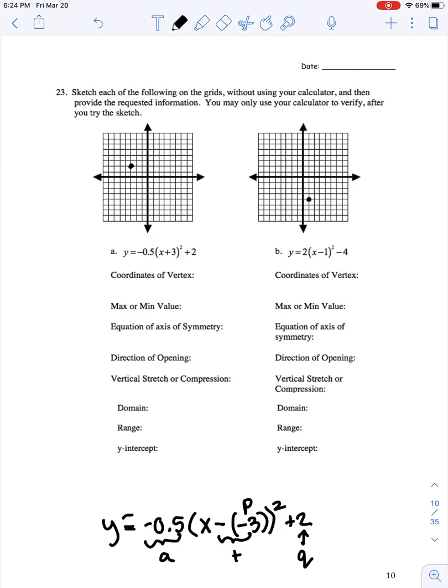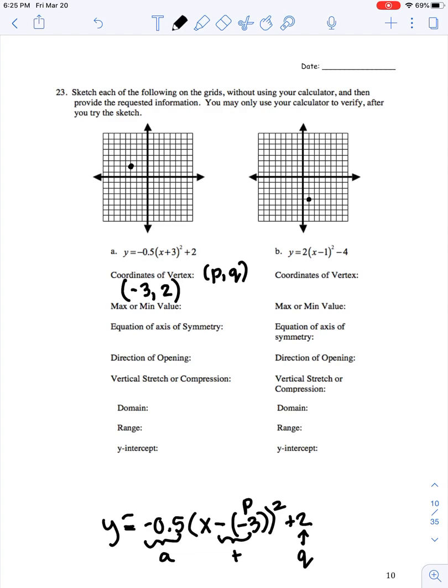So what we want to remember is the vertex is actually the coordinates of p and q. If we know how many spots it's going to the right or left, up or down, that's going to tell us what the vertex is doing. In our first case, our vertex is going 3 units to the left, so that means -3, and it's going 2 units up, so our q value is +2. Then I would plot that point as I did right there.